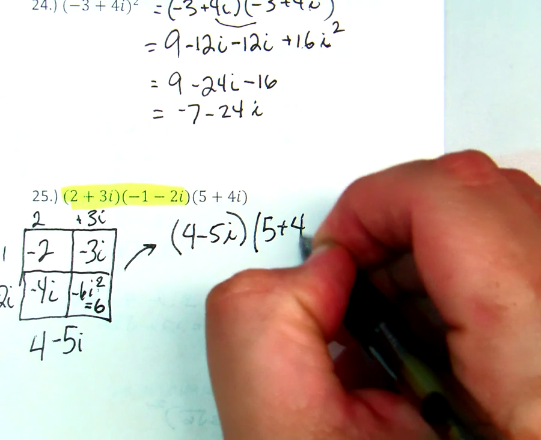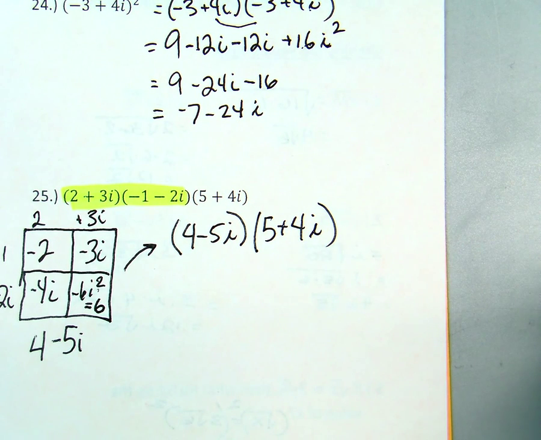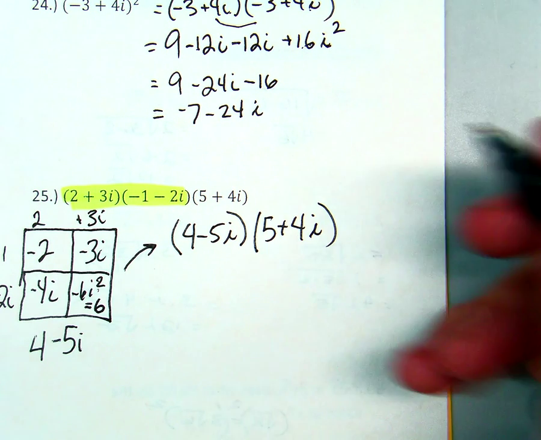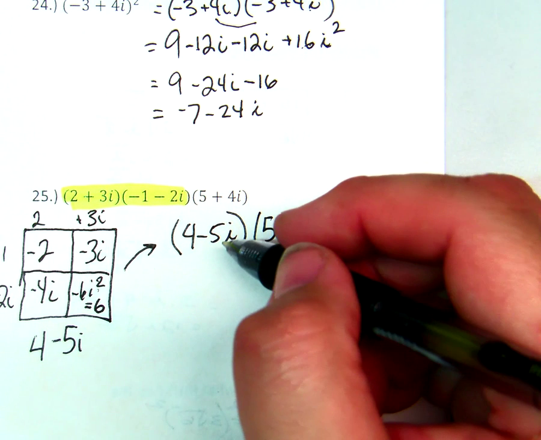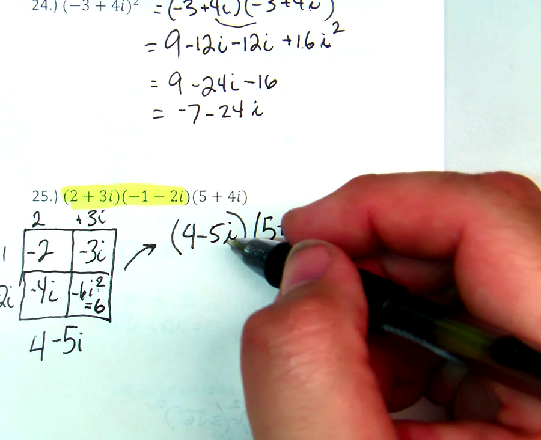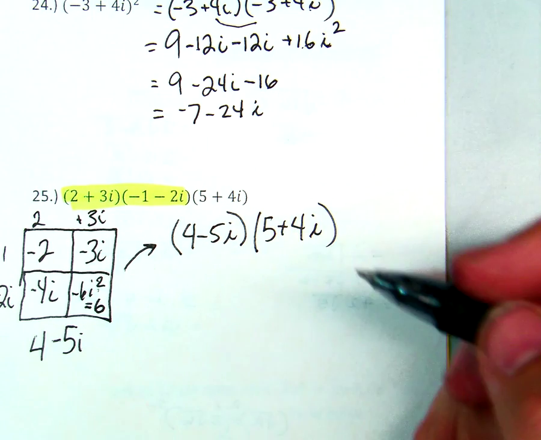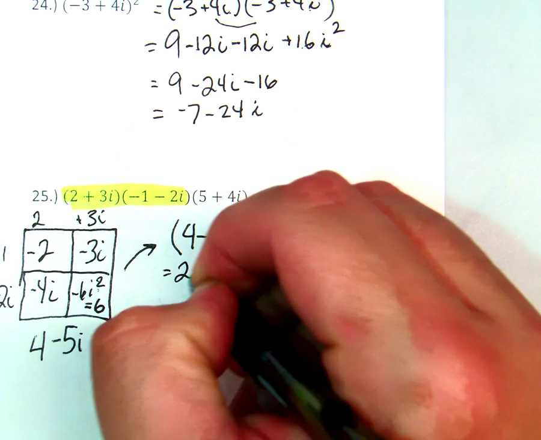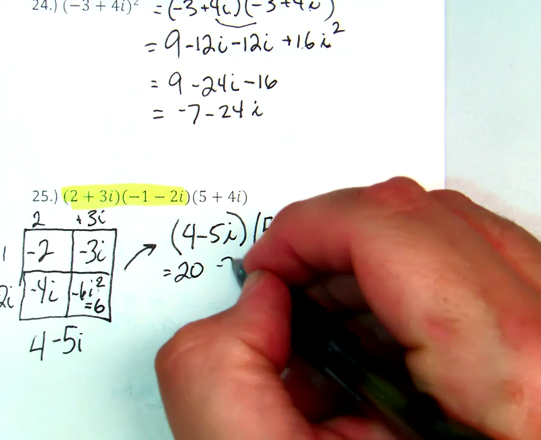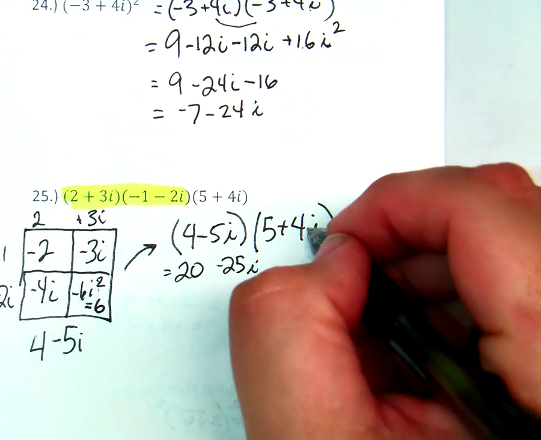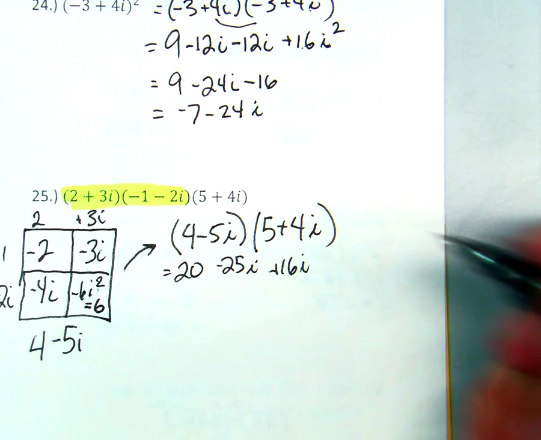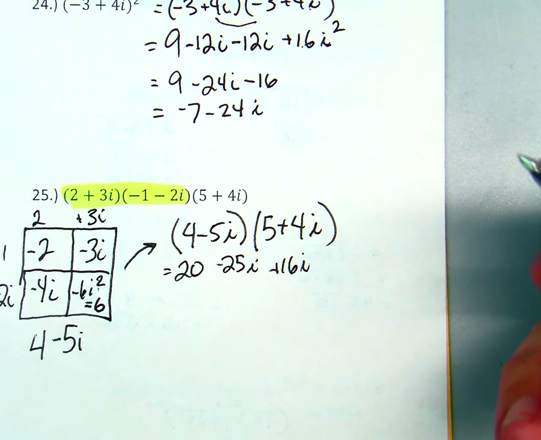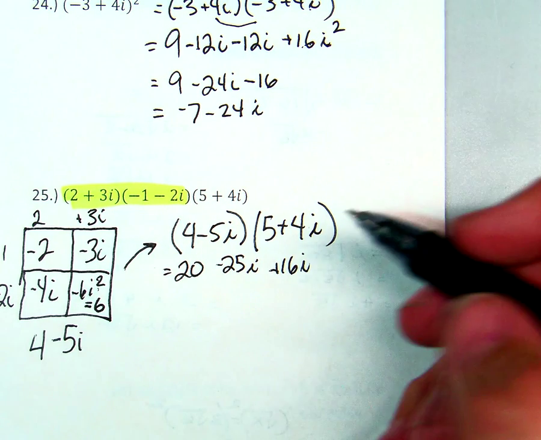And now I'll FOIL this. 4 times 5, that's 20. Then minus 25i plus 16i. Remember, I don't do FOIL, I do FIOL. I do inners and outers. You could do outers then inners. Doesn't matter. Then the last ones are going to be negative 20i squared.